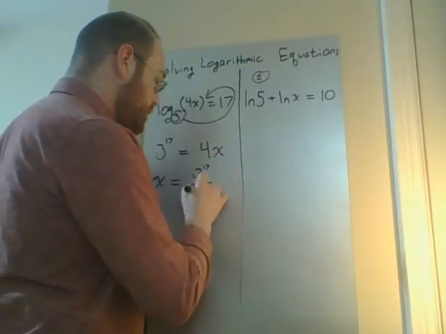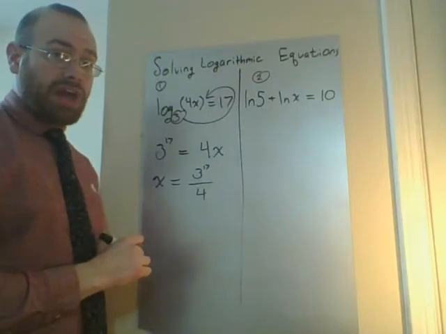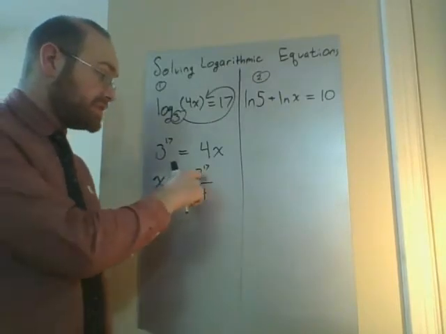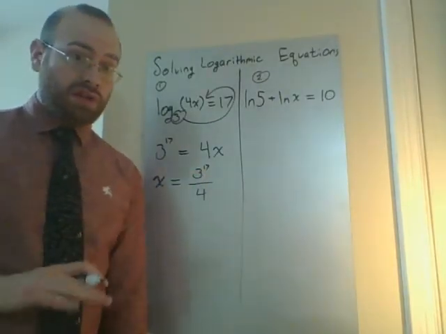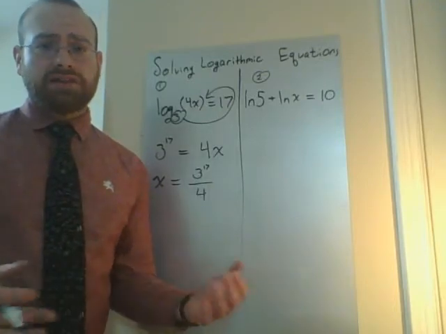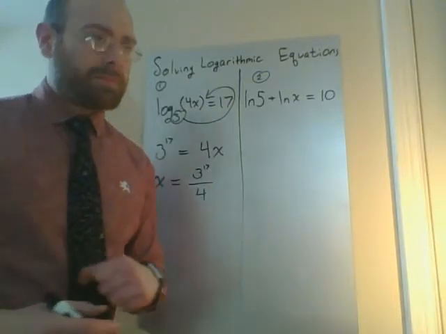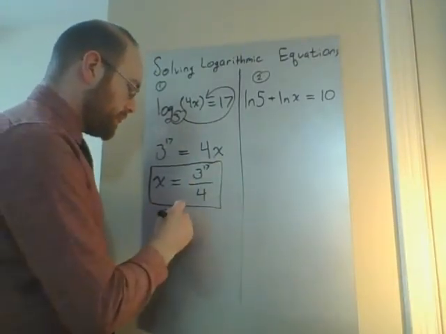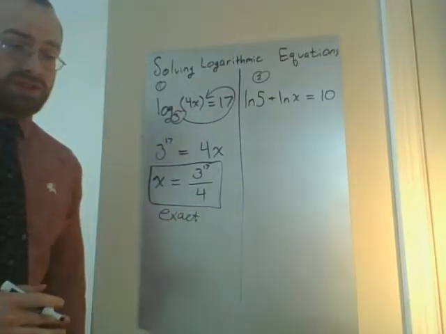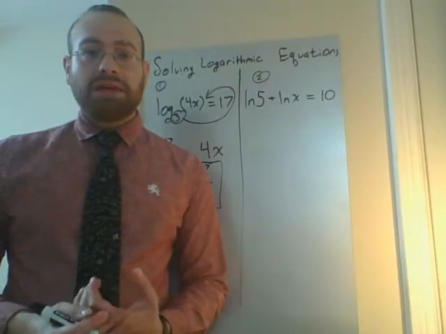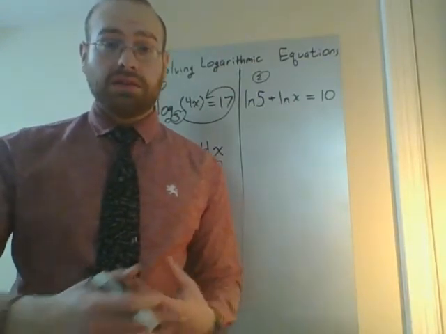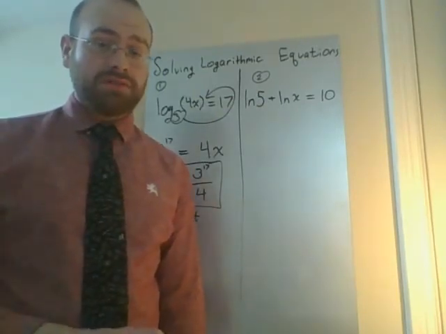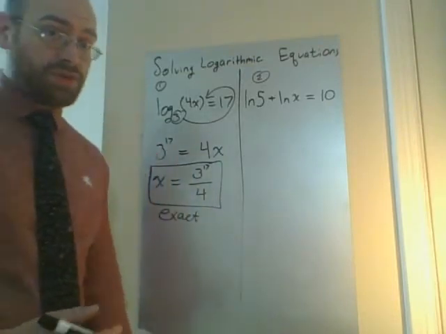So 3 to the 17th power over 4. Now we could plug this into a calculator, but I can guarantee that 3 to the 17th power is a huge number. So rather than writing out possibly hundreds of digits, we can instead just leave it in exact form. If we have a smaller exponent, such as 4 or 5, it might make sense to expand that product. But for an exponent as high as 17, we can just leave it 3 to the power of 17, all divided by 4. And that is our solution.